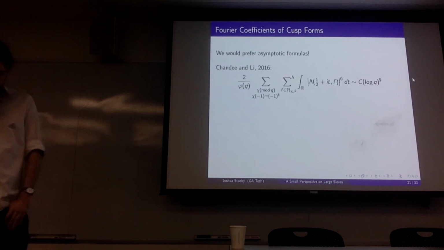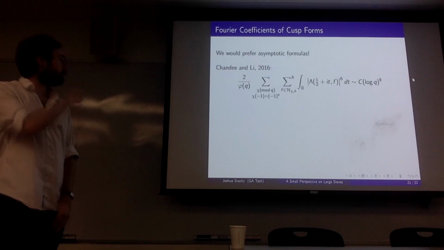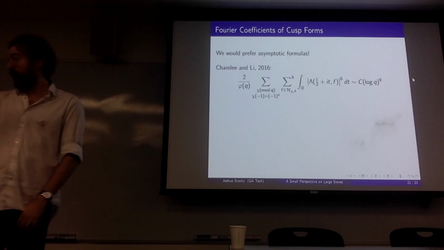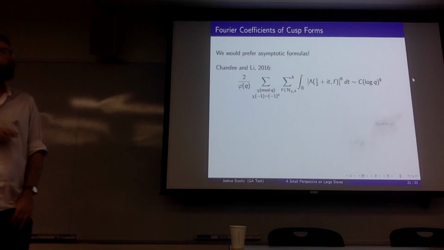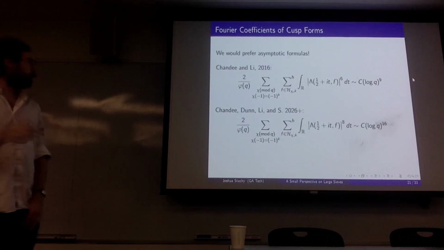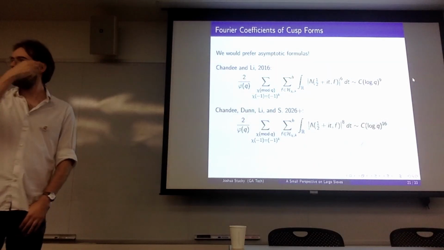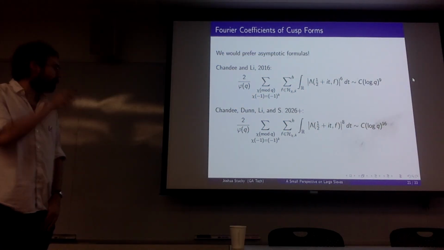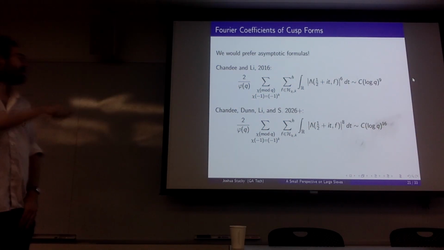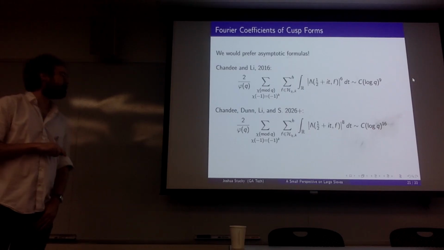So if you include an additional average over the critical line, you can get an asymptotic formula for the sixth moment. Now you have the right asymptotic. You have a log q to the 9 times some constant c. And in ongoing work with Alex Dunn, we're working on the eighth moment, and hopefully soon, 1 log q away, we'll have an asymptotic formula for the eighth moment as well.